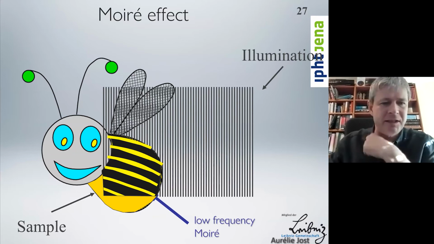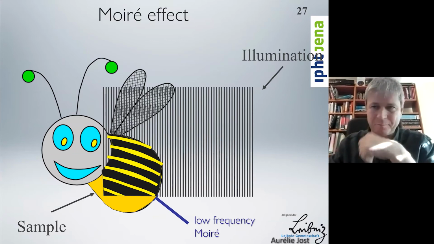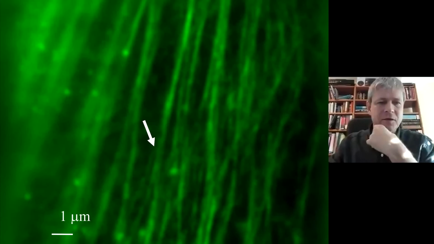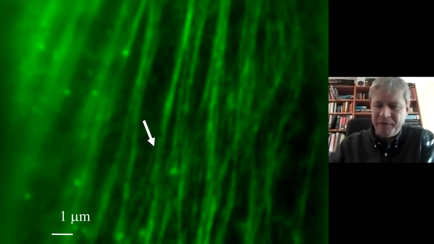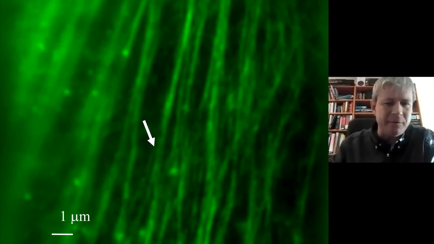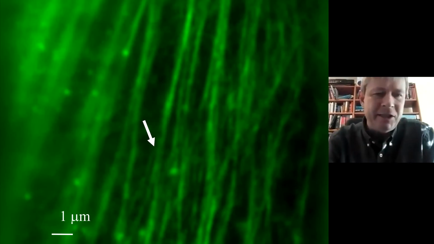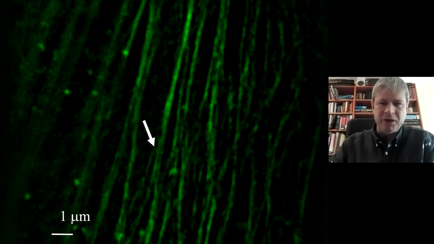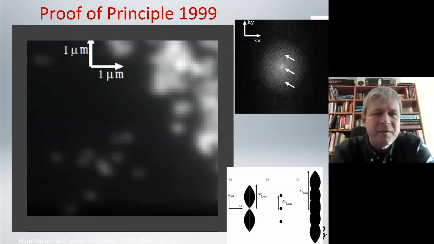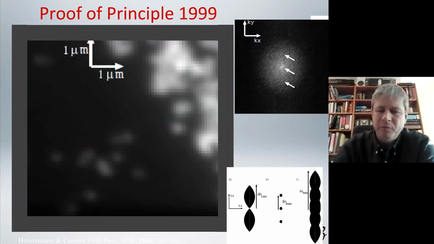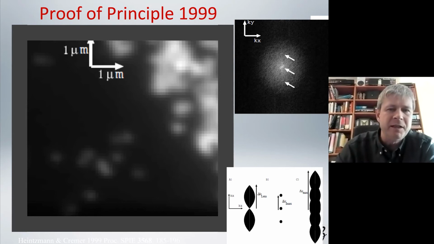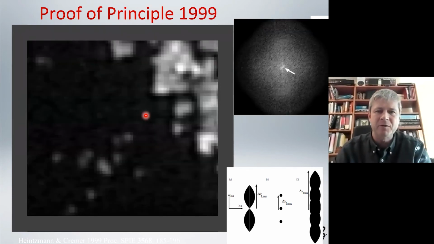But this is all details, but the principle is like this. So what you get then is this typical resolution improvement, for example, from a wide field image of an actin filamentous network here to a structured illumination image where you can clearly see the resolution gain that you have. And this idea is what we described in 1999 in this paper here, where we imaged beads, and you see the resolution improvement on the left side, and at the same time you see how Fourier space extended its support, so you have a higher upper limit.